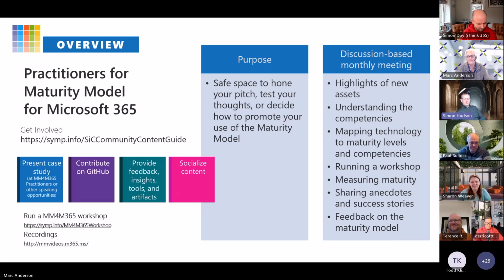We put the original maturity model for cognitive business, the AI one, out in about February last year, so it's been nearly a year, and I don't know about you, but it feels like some things may have changed in that time.